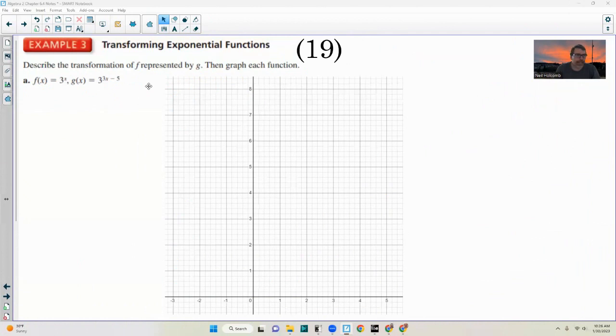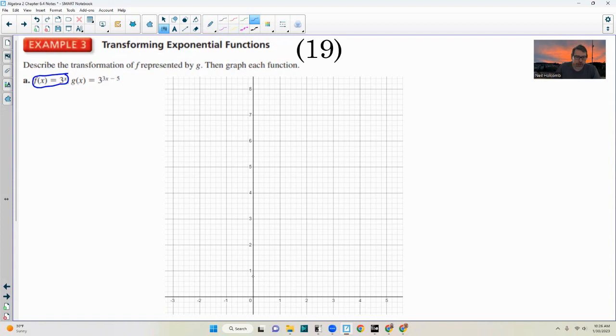Okay, example 3a, transforming exponential functions. This says describe the transformation of f represented by g, then graph it. So it's an exponential function with a base 3. Okay, so that is going to be our parent function, f of x. So we're going to plot this first.